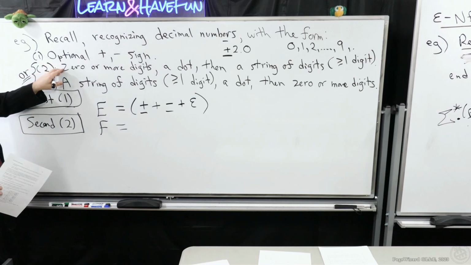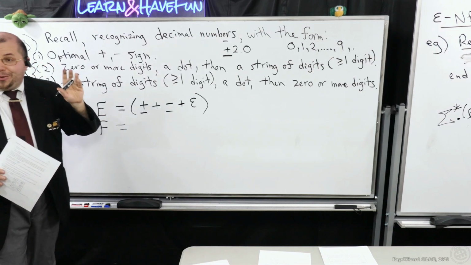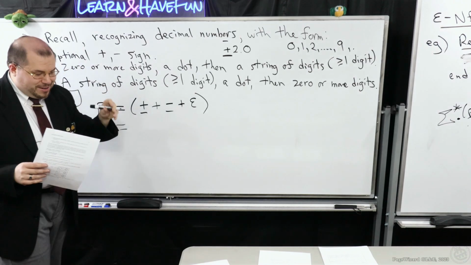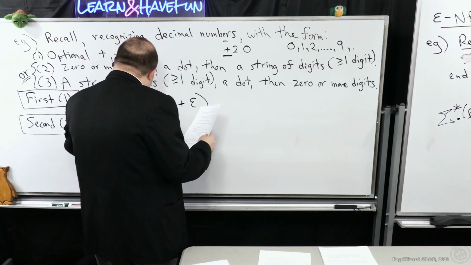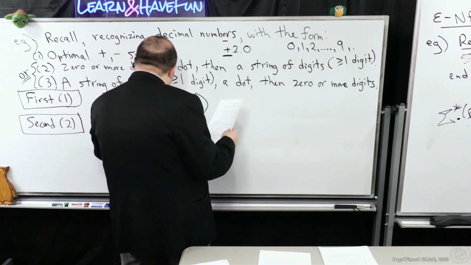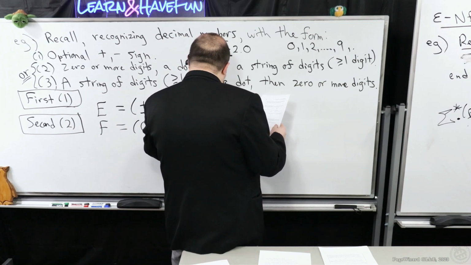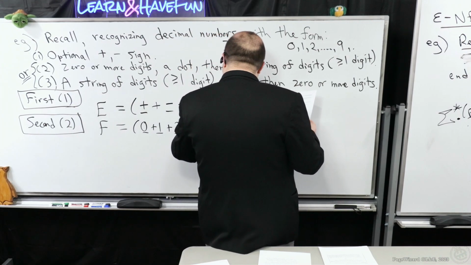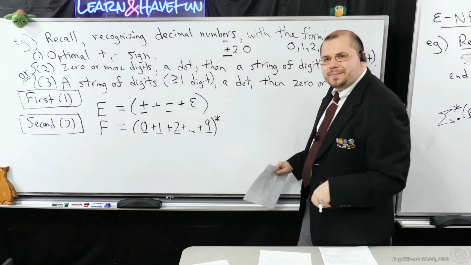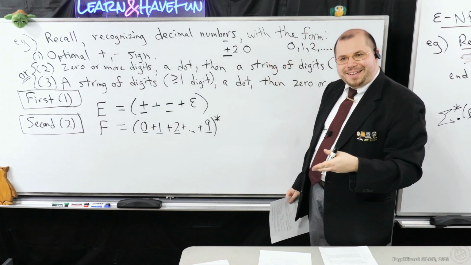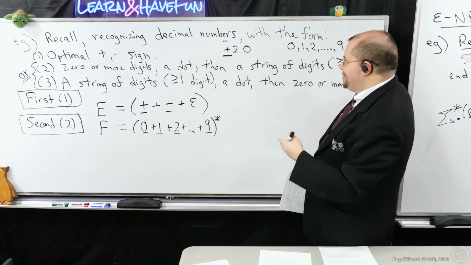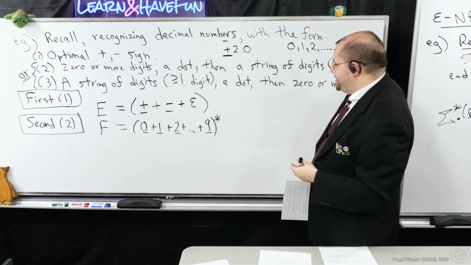It says 0 or more digits. The minute you see 0 or more, that tells you star is probably going to be your best friend here, right? So I'm going to have 0, 1, 2, with unions between all of these, with a star. That's the first thing that sticks out at you like a sore thumb: 0 or more digits, and a dot is coming after this.